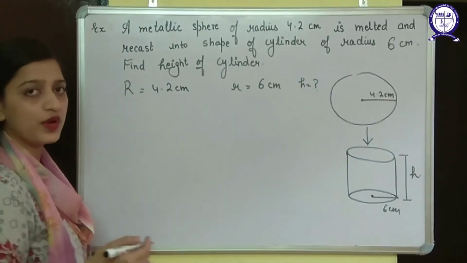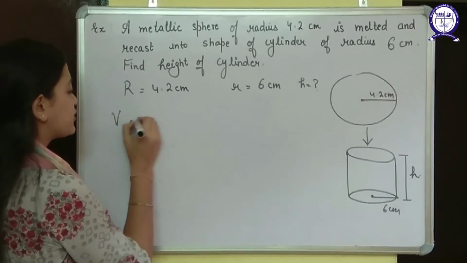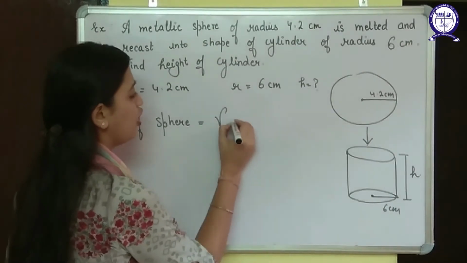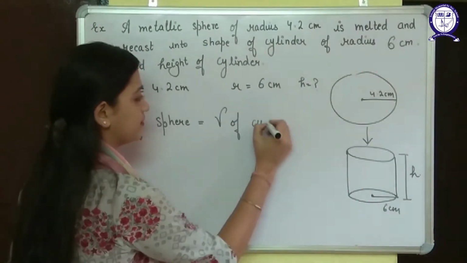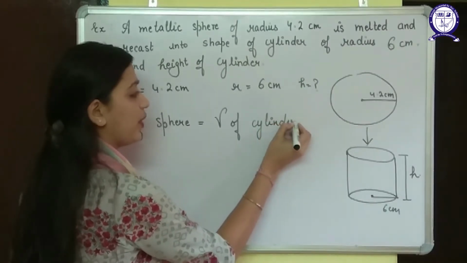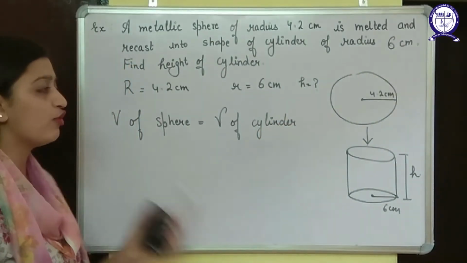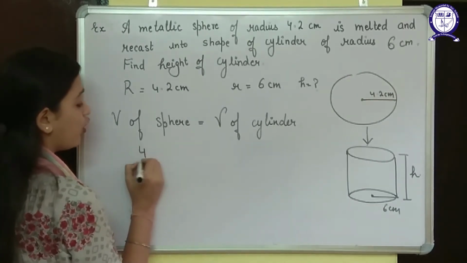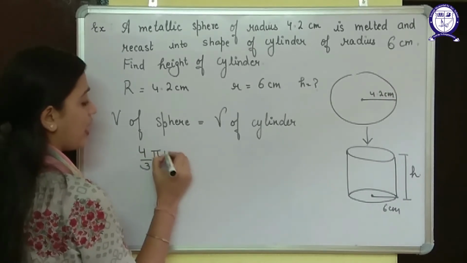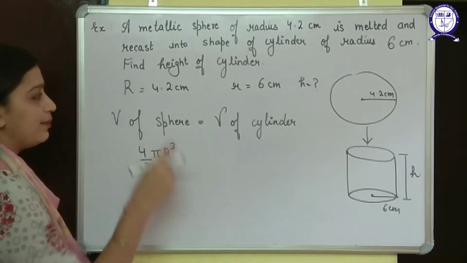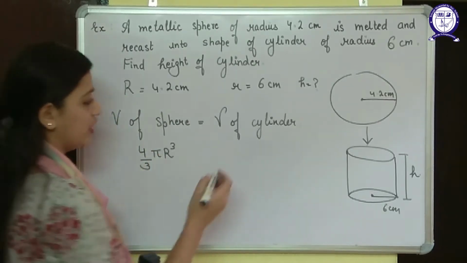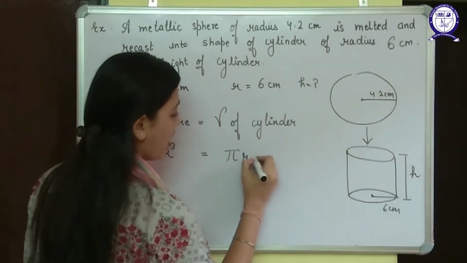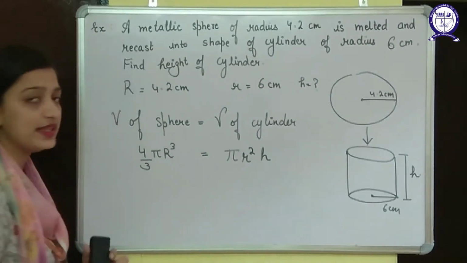So according to the question, what is equal? Volume of sphere is equal to volume of cylinder. This is the equation in this question. So I need to put the formulas for both the figures. Now what is the formula for volume of sphere? This is 4 upon 3 pi R cube. I am writing capital R because capital R is the radius of the sphere. And what is the volume of cylinder? Pi r square h.